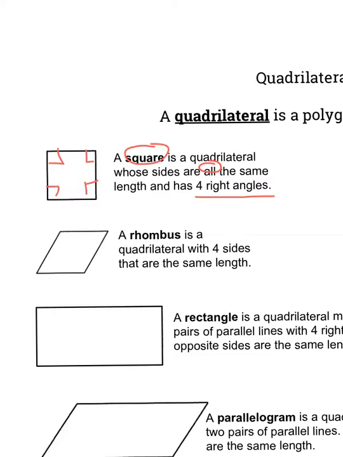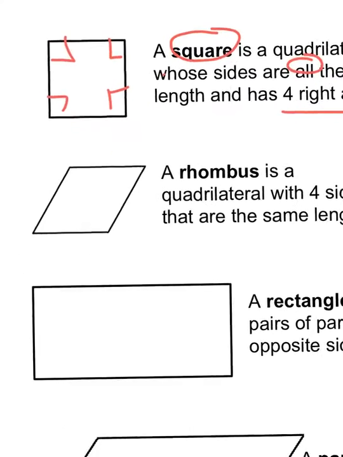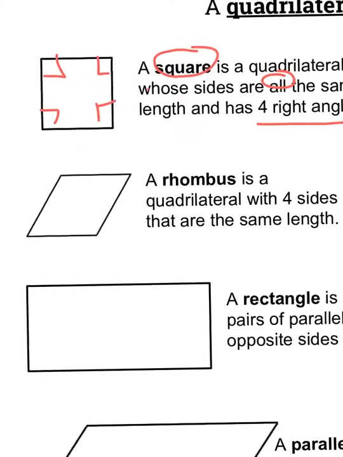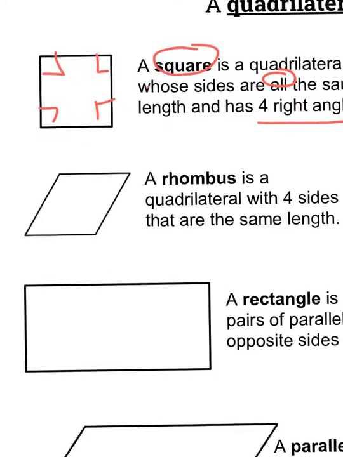The next quadrilateral that we're going to talk about is a rhombus. A rhombus is a quadrilateral with four sides, and all the sides are the same length, just like a square. In fact, it looks like somebody kind of pushed down on a square and kind of moved it over to the right. That's a rhombus.